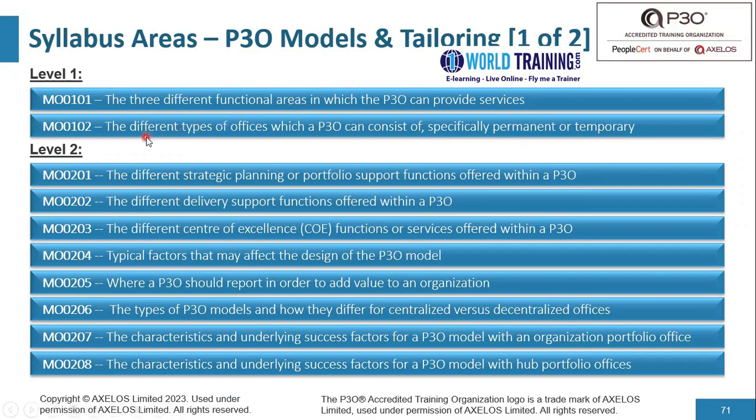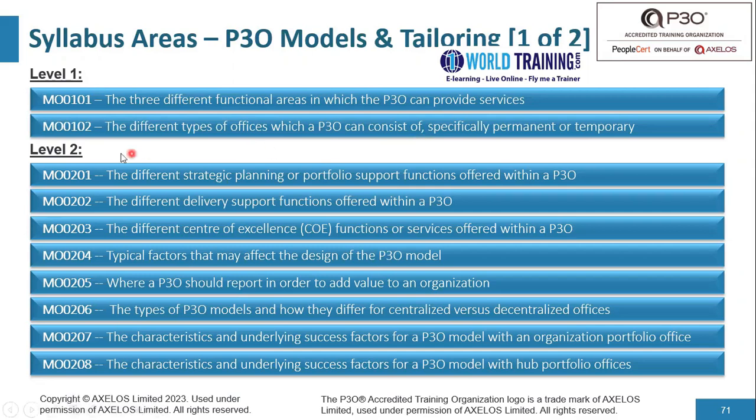And we're going to look into the different types of offices which a P3O can consist of, specifically permanent or temporary. Remember, we were looking into the thought that one size fits all does not work with organization. We would need to pick and choose a model or a type of office that would suit our organization.